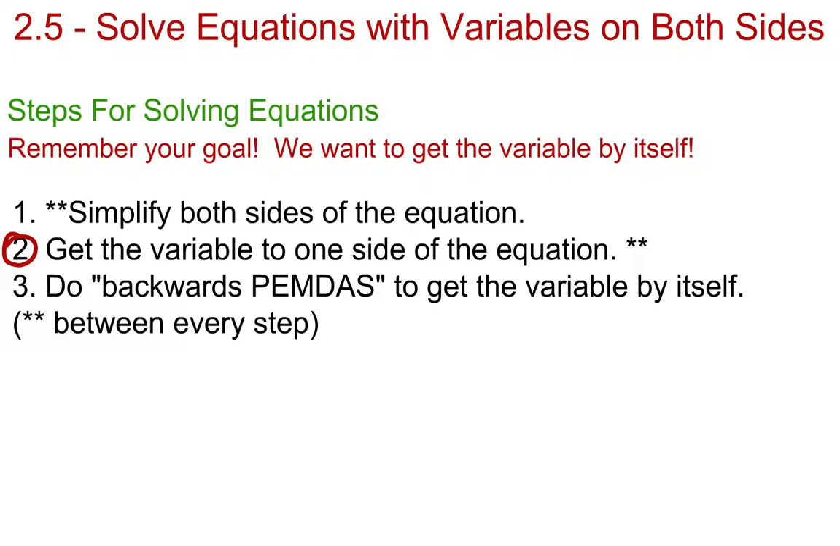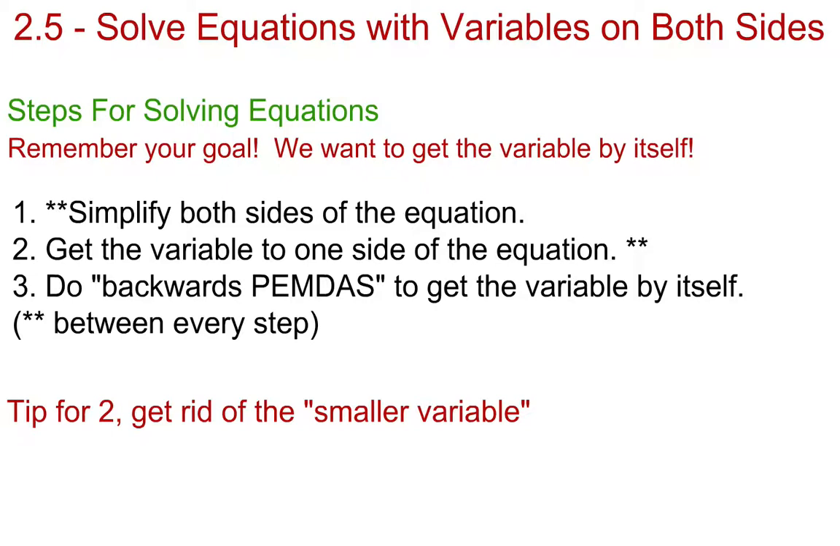Before, we were always skipping that step because it was always on one side of the equation. Now I'm going to give you a couple of equations where the variable is on both sides. And then once you have it on one side, simplify the equation, and then it becomes a two-step equation, and you just have to do backwards PEMDAS. All right? There's a quick tip that I want to give you guys.